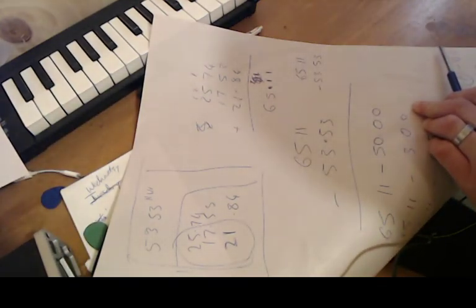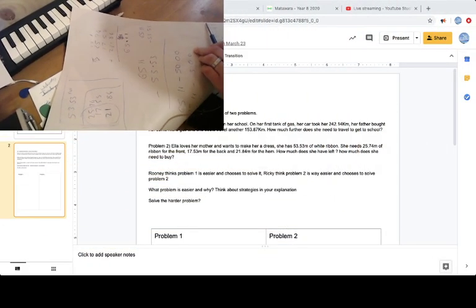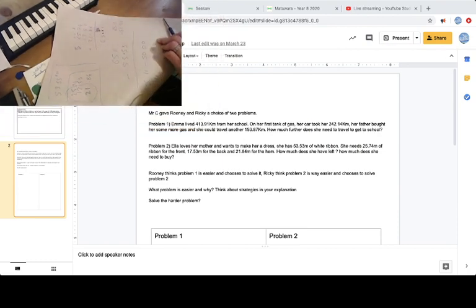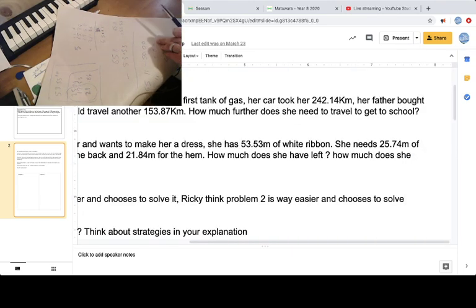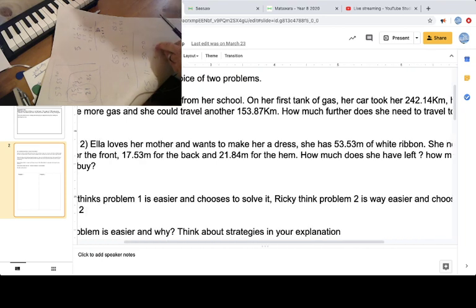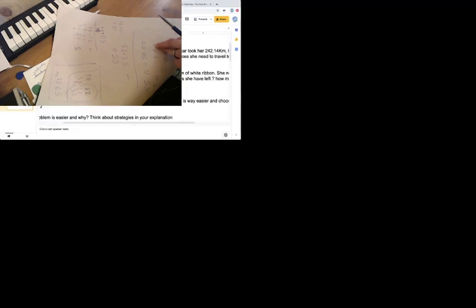53.53. Classic mistake from Mr. B and all messy writers is to actually read the question. 53.53. Let's go to that and zoom in, make sure that those numbers are right. 53.53, 25.74. Oh, yeah, 17.53. I read that one right, and 84. Yeah. So, just advice for anybody who's a messy writer.